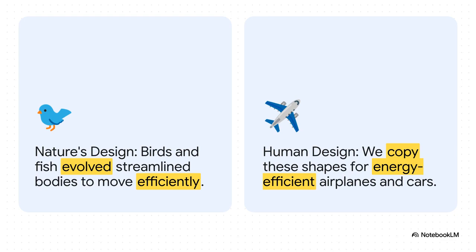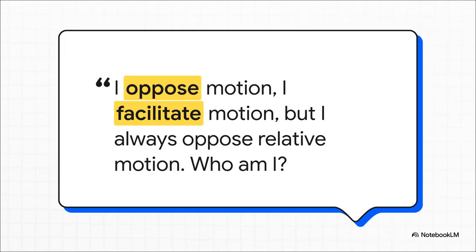So we'll end with this riddle. It's a force that sometimes helps motion happen and other times tries to stop it completely. But no matter what, it always opposes the relative motion between two things. So what is it? It's friction, of course. That invisible, two-sided force that shapes pretty much every single thing that moves in our world.